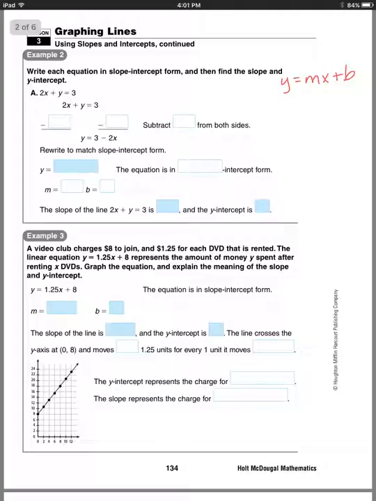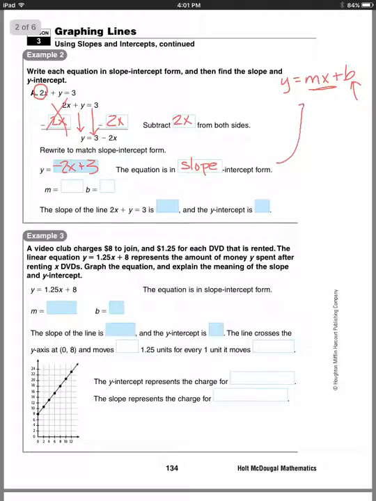So on A, to solve for y, we need to move the term 2x to the other side. 2x is being added, so we're going to subtract 2x from both sides. And when we do that, our 2x's cancel, our y comes down, and our 3 comes down, and then we have minus 2x. Now we're going to rewrite that to match the slope-intercept form, because in slope-intercept form, our x term comes first and our constant comes second. So we're going to write negative 2x plus 3 so that the equation is in slope-intercept form.